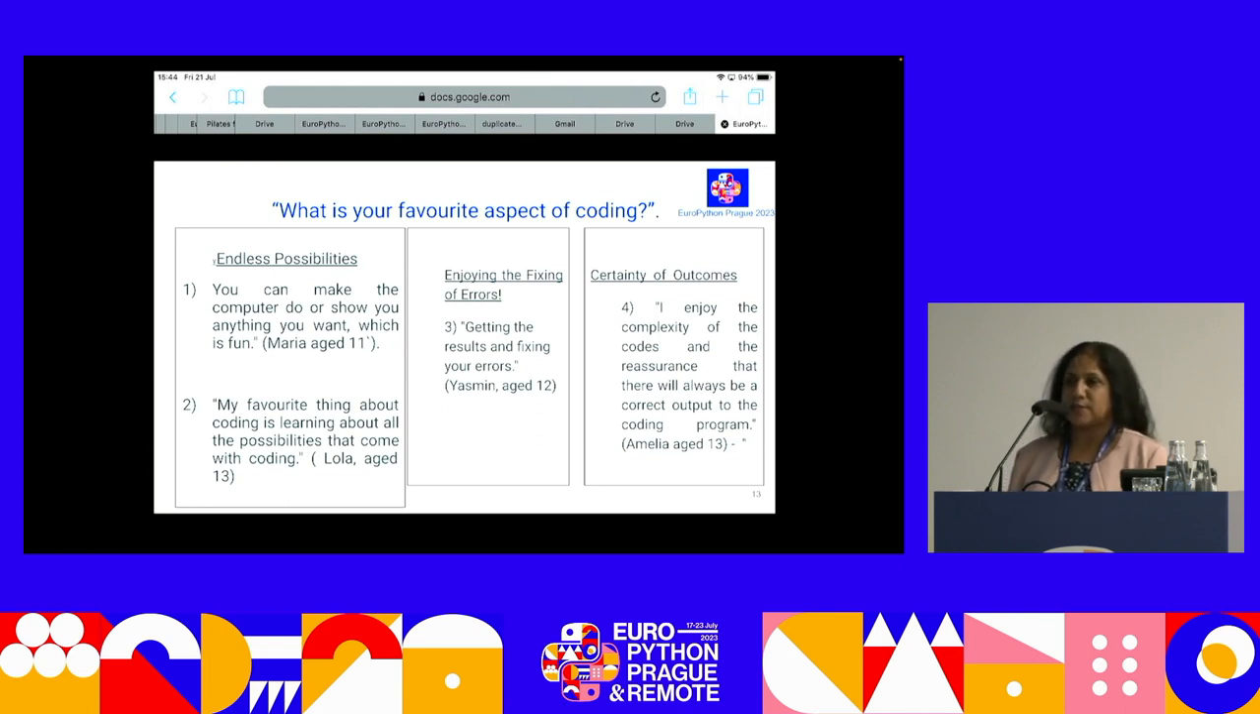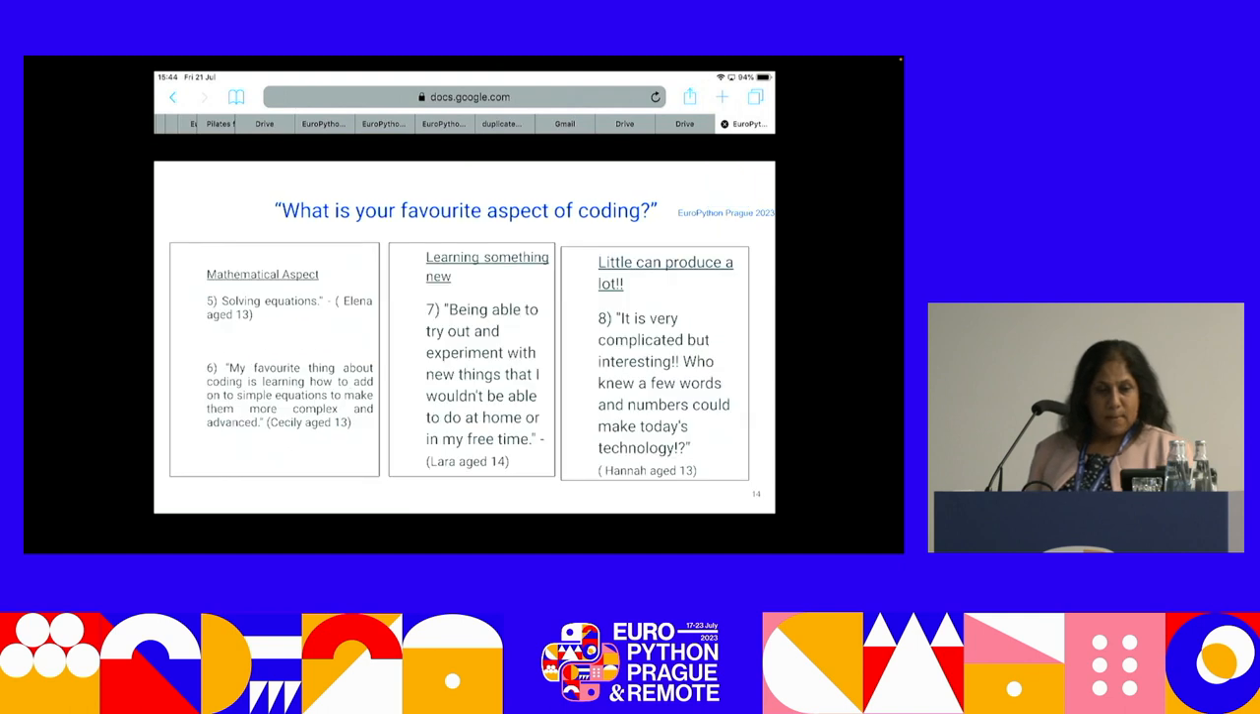Some young students enjoyed the certainty of outcome. "I enjoy the complexity of the codes and the reassurance that there will always be a correct output to the coding program," said Amelia, age 13. And we continue. And some young students enjoyed the mathematical aspects. "Solving equations," said Eleanor, age 13. Now, the mathematical aspects of coding, often feared by some, became a source of fascination for many. "My favorite thing about coding is learning how to add on to simple equations to make them more complex and advanced," Cecily, age 13. Now, some enjoyed the learning aspect. "Being able to try out and experiment with new things that I wouldn't be able to do at home or in my free time," said Lara, age 14.